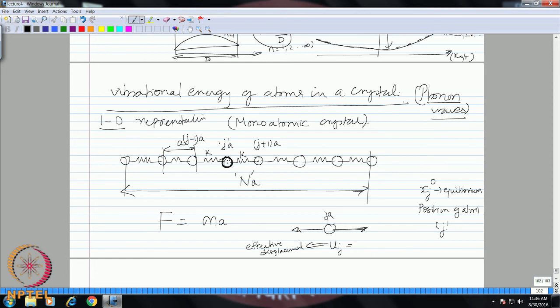So, your new location would be something like x_j minus your original location x_j, right. So, this u_j is actually the effective displacement from the equilibrium position. Therefore, knowing the displacement of atom j, and similarly you will know the displacement of atom j plus 1, you can calculate the force which is acting in this direction first between atom j and j plus 1. So, can you express this?